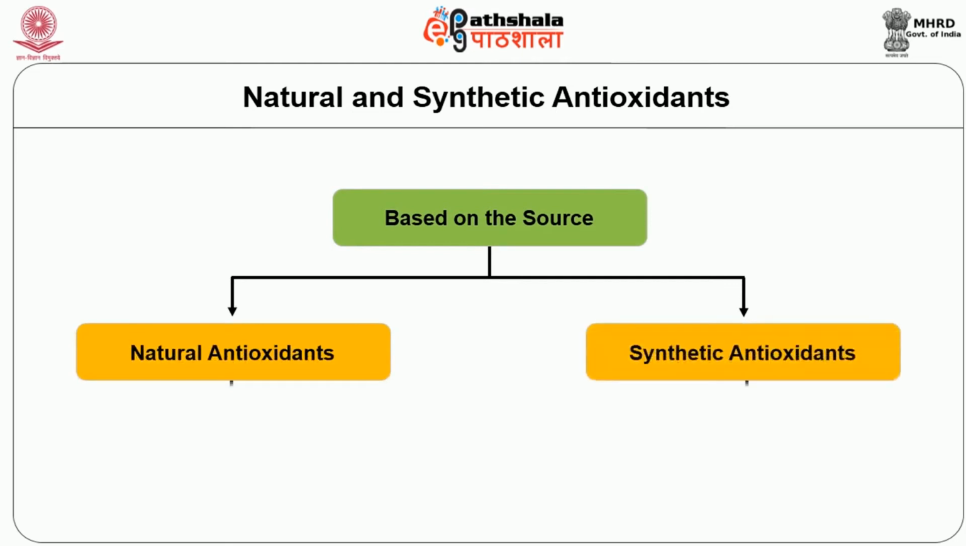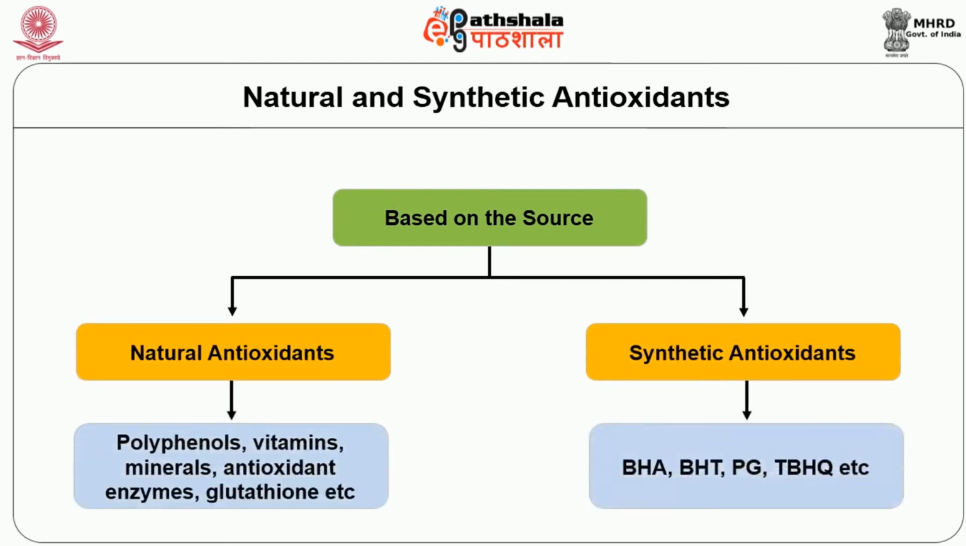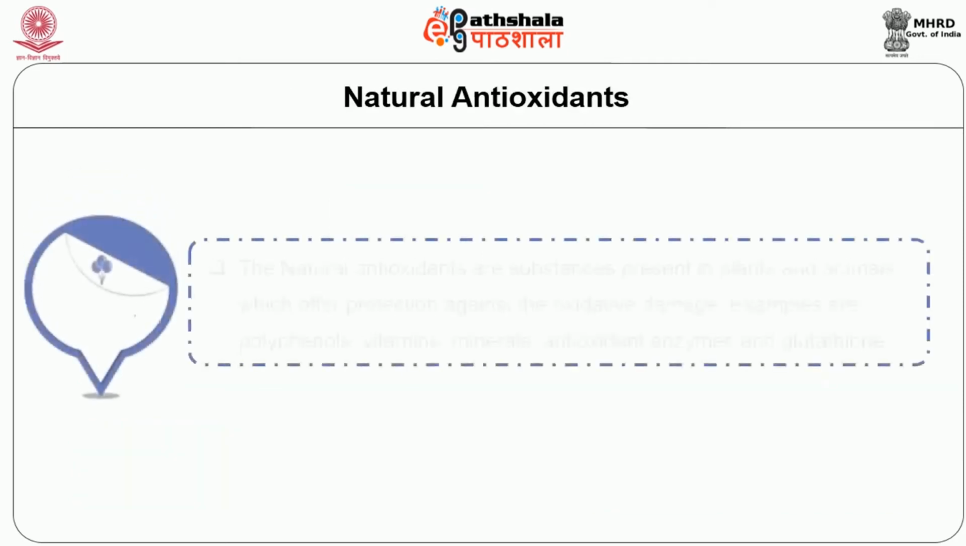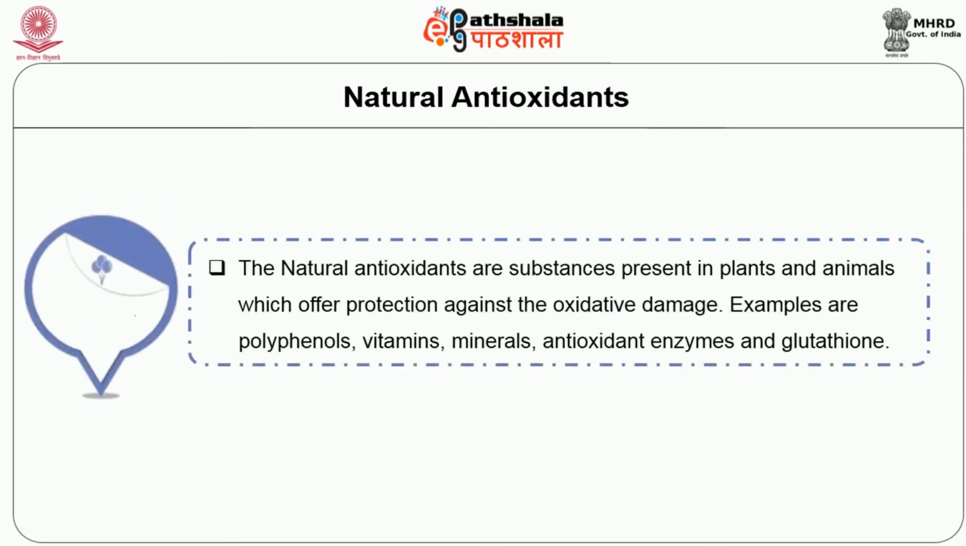The second class of antioxidants, which is classified according to the source, is natural and synthetic antioxidants. The natural antioxidants are substances present in plants and animals which offer protection against oxidative damage. Examples are polyphenols, vitamins, minerals, antioxidant enzymes and glutathione.